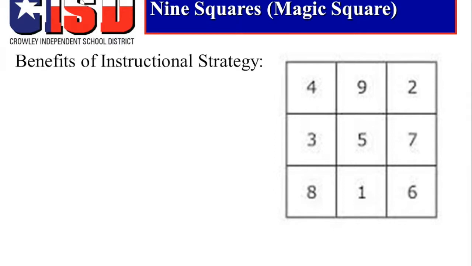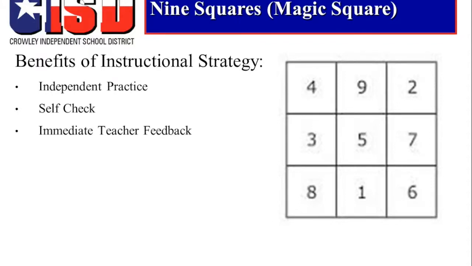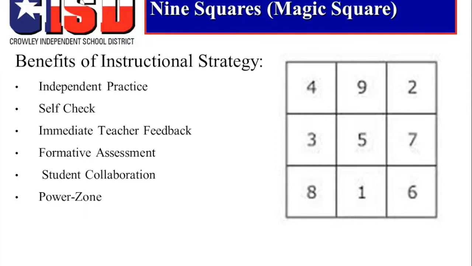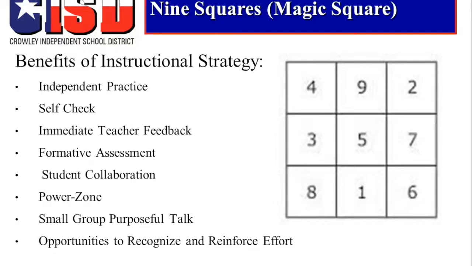Benefits of the 9 squares are independent practice, self-checking, and immediate teacher feedback. This instructional strategy can provide formative assessment information and collaboration among students. This strategy will also enable teachers to move into a facilitative, feedback-giving role and rove around the room as needed. Standing just about anywhere, teachers can easily hear students' conversations and see their thinking evolve. This method incorporates working in the power zone, small group purposeful talk about the learning, and opportunities to recognize and reinforce effort from the Fundamental 5.